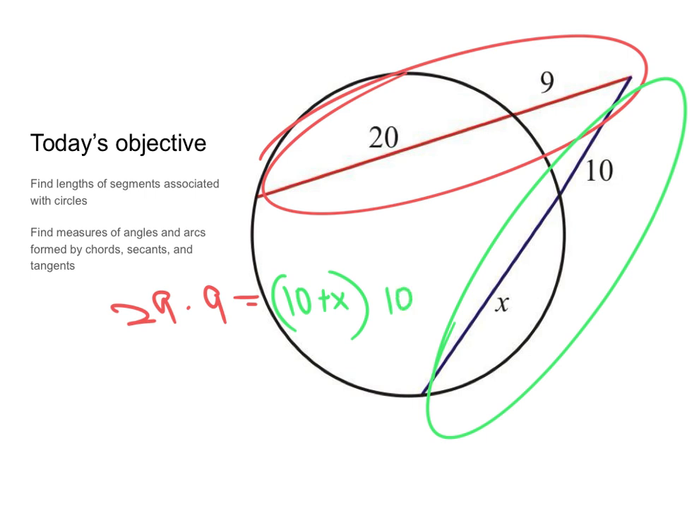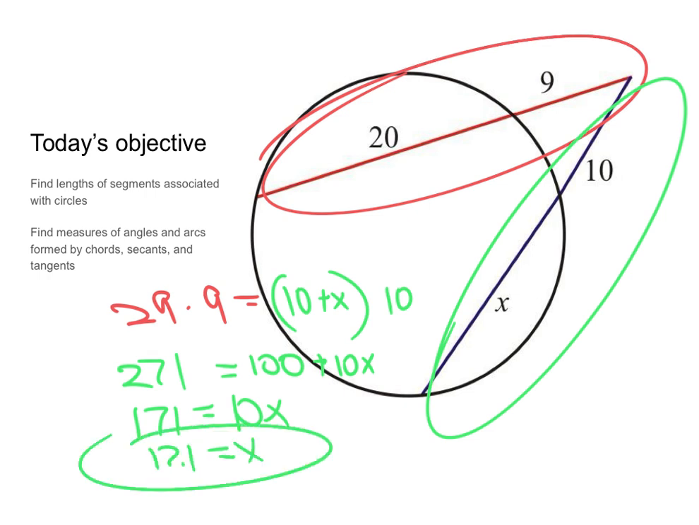Now, to solve this one, you're going to distribute the right side and solve. Collecting like terms, subtracting 100 from both sides, we would find 10x to equal 171. And if you divide both sides by 10, you'll get 17.1. As always, follow directions onto whether they want fractions or decimals in their final answer.